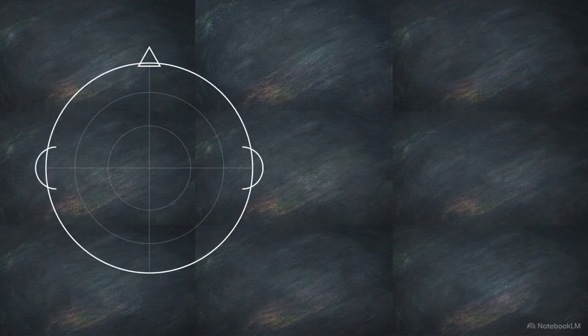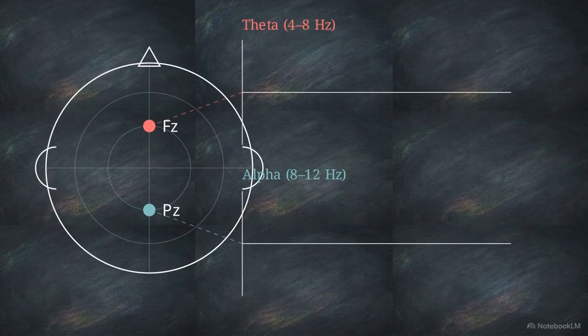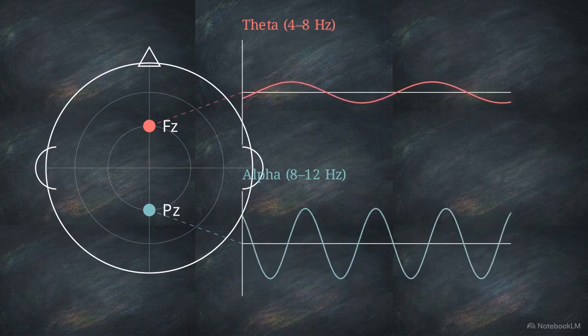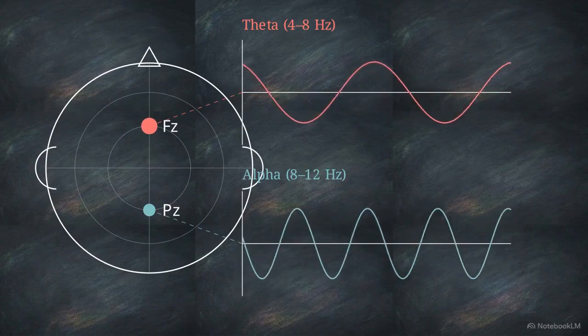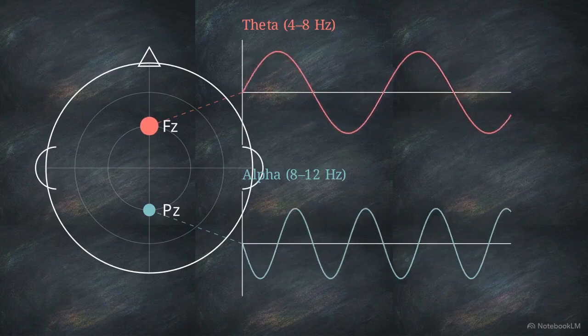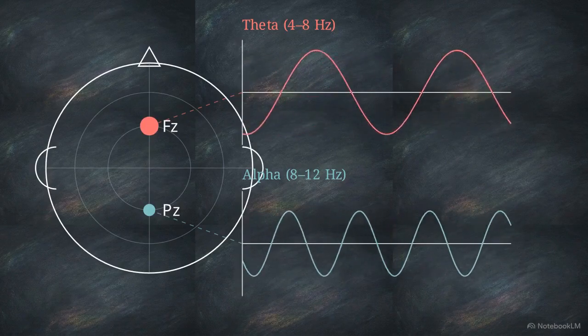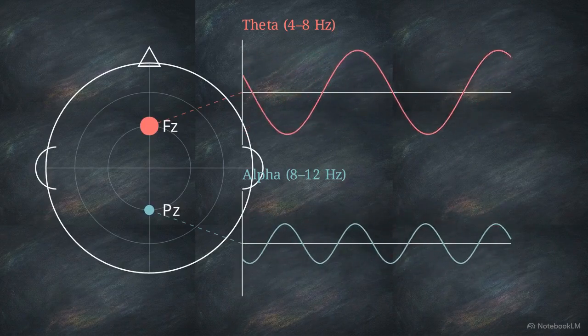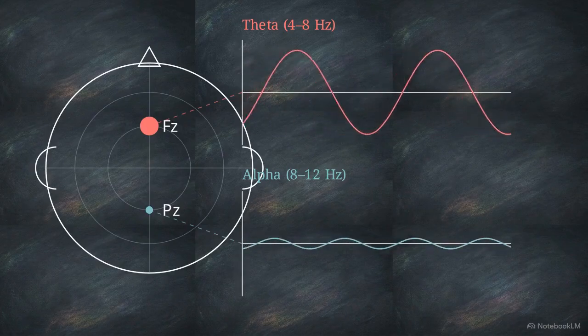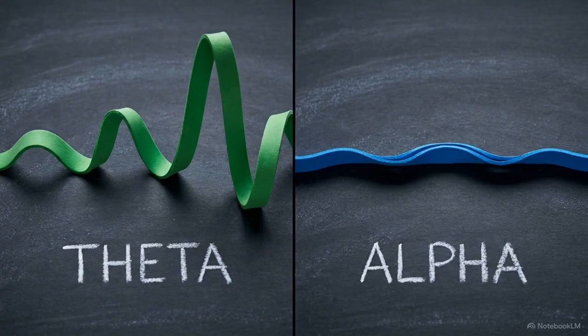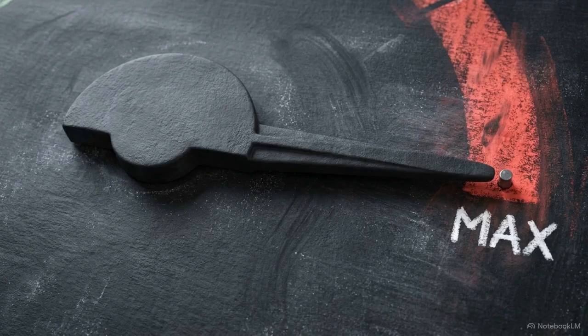For measuring working memory, we isolate two scalp locations: the middle frontal region, FZ, and the central parietal region, PZ. At FZ, theta wave amplitude spikes as mental effort increases. Conversely, at PZ, alpha wave amplitude decreases under mental strain. This divergent wave behavior, theta scaling up while alpha scales down, is a precise neurophysiological signature. It indicates when a working memory system is hitting maximum load.